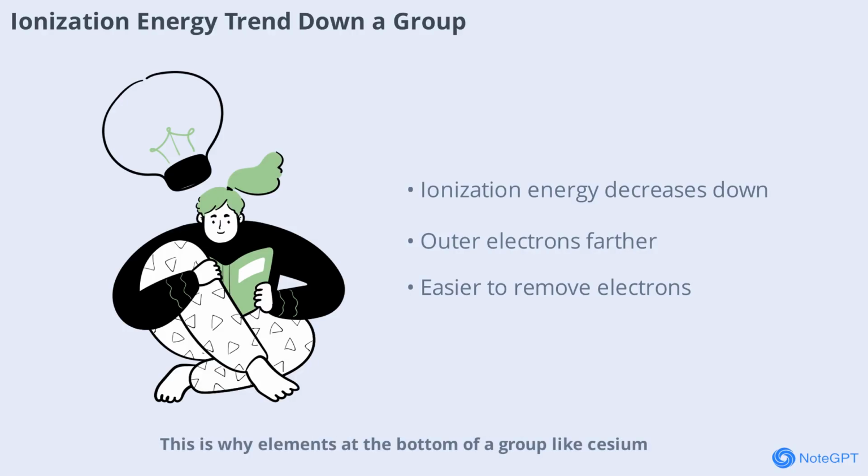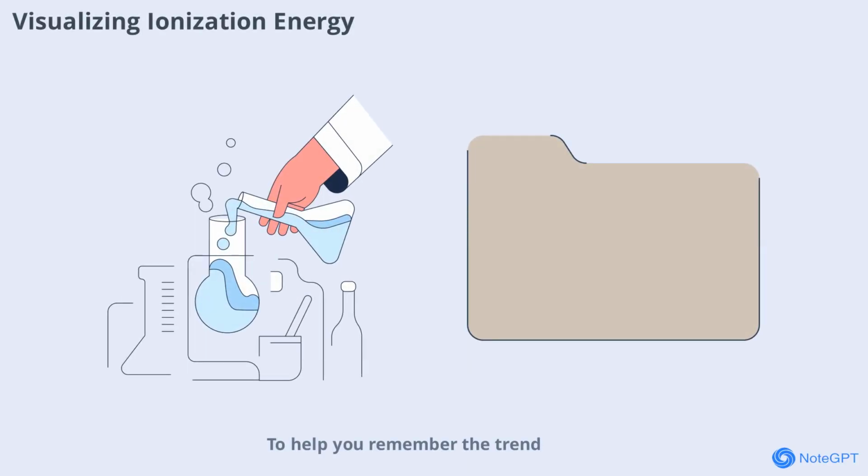This is why elements at the bottom of a group like cesium are much more reactive, they lose electrons easily. To help you remember the trend, picture a graph where ionization energy rises as you move right across a period and drops as you go down a group. Visual animations can make these patterns stick in your mind, showing how the periodic table's structure influences atomic behavior.